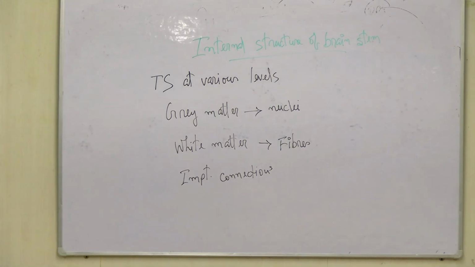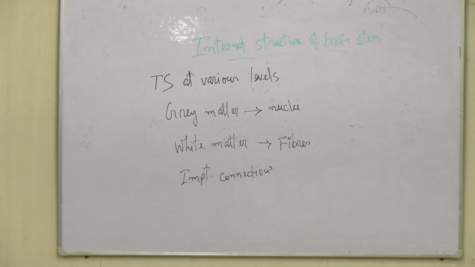Now that is specific. You can't take a TS at whatever level you want. Some specific points are there. At those particular points only you have to take the TS, and it varies from part to part of the brainstem. For example, in case of the medulla, the TS levels are already mentioned, so we have to take the TS in that particular part only.